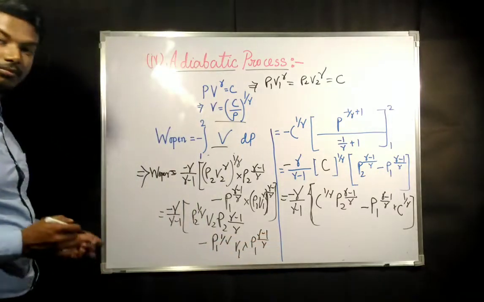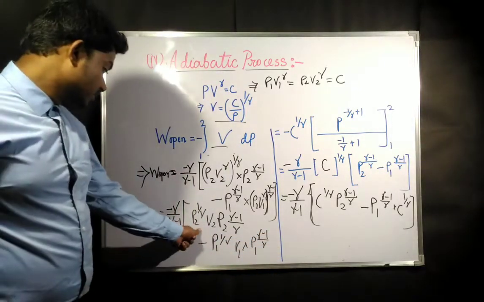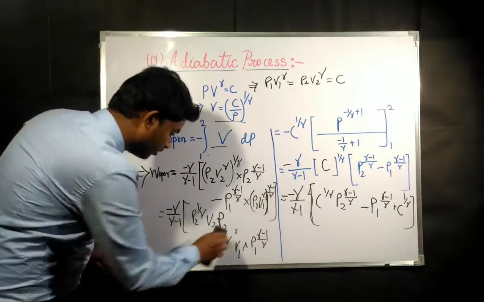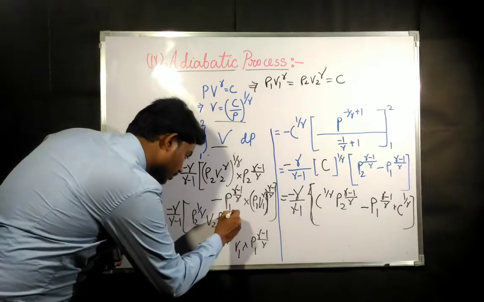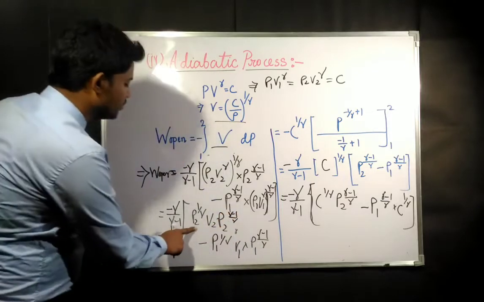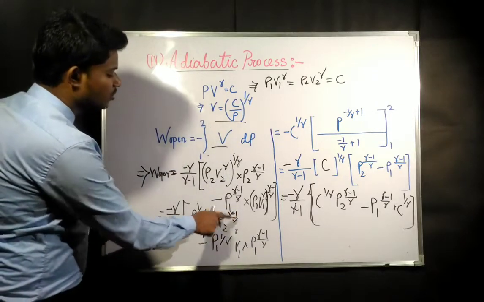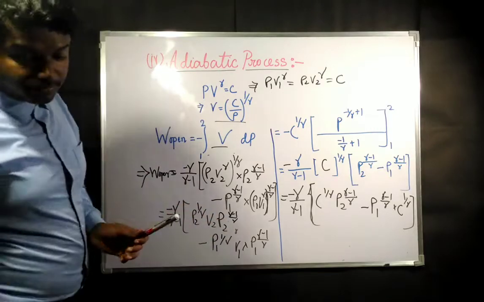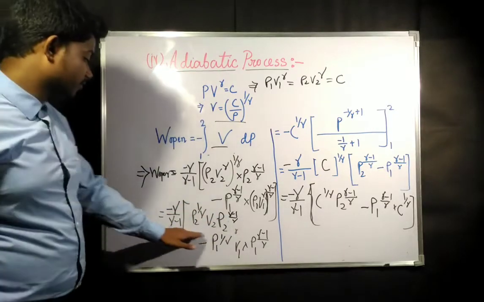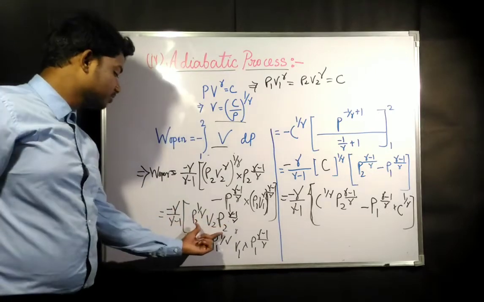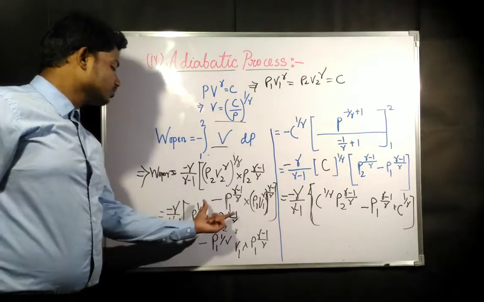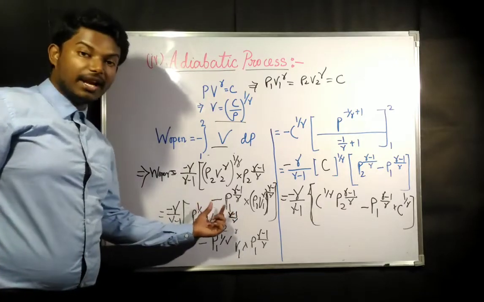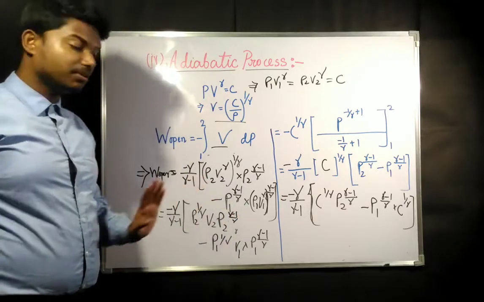Okay, now if you add this power, and this is power gamma minus 1 by gamma. Now P2 to the power 1 by gamma into P2 to the power gamma minus 1 by gamma. If you multiply this, you will get P1. Okay, if you add this, that means P2 into P2, their powers will get added. If you add their powers, you will get only P1.